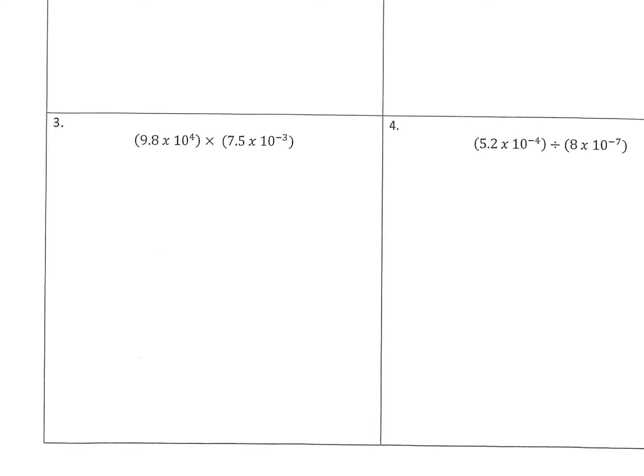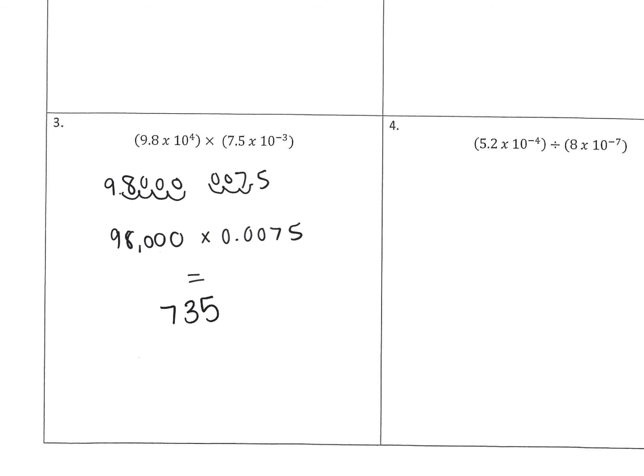We have 9.8. We're moving it 4 to the right. So we're going to say 1, 2, 3, 4. Add our zeros in. So our new number is 98,000. And we have here 7.5. And we're moving it to the left 3 times. 1, 2, 3. And there's our 3. So now times 0.0075. So put that into your calculators and you get 735.